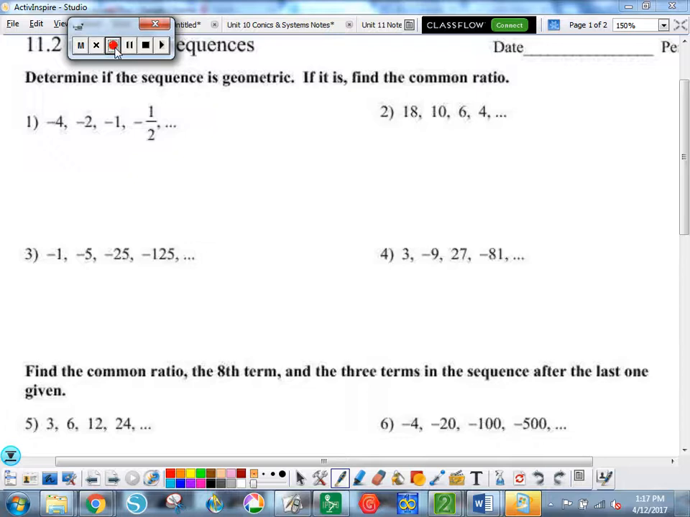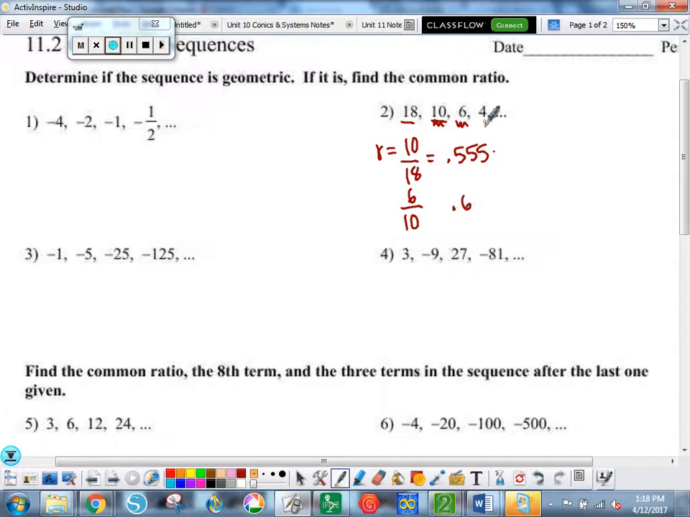10 divided by 18. What do you do on something like number 2 where it's not quite obvious what the ratio is? The common ratio is going to be this divided by this. So R would be 10 over 18, which is 0.555 if it were geometric. But if it were geometric, that would mean that 6 divided by 10 should be the same number as this. What's 6 divided by 10? 0.6. So these are different ratios. That would mean that 4 divided by 6 is the same ratio. Well, that's 0.666, whatever. So are these the same ratios? That means it's not geometric.